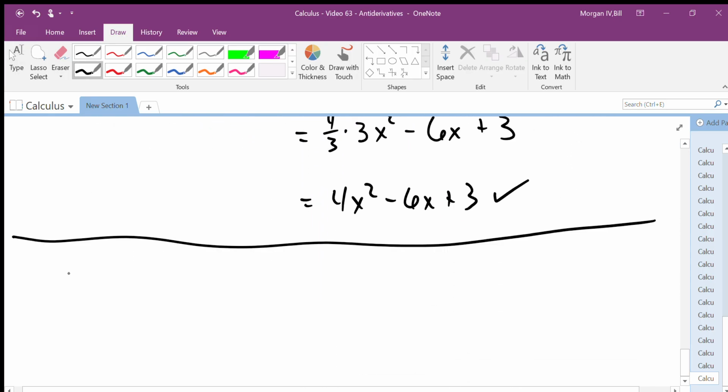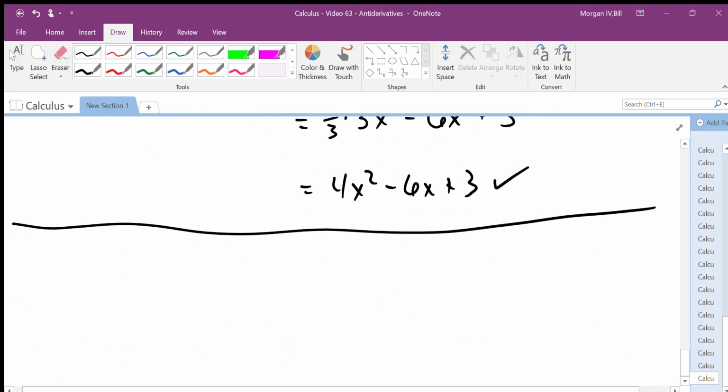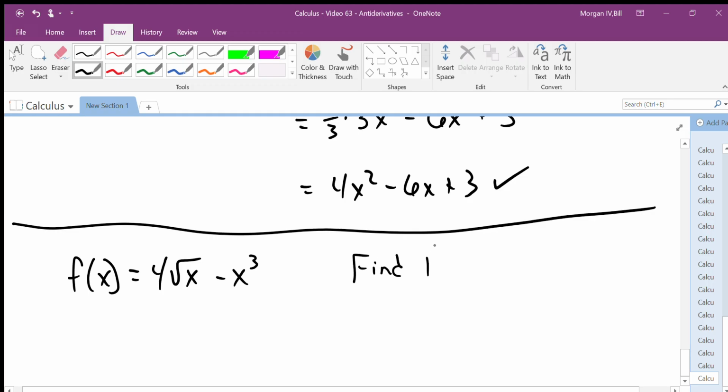Right, let's try maybe 2 more. Make it a little bit harder this time. Let's say our function f of x is 4 square root of x minus x cubed, and I ask you to find the antiderivative. Find the antiderivative, okay? So let's use our notation.